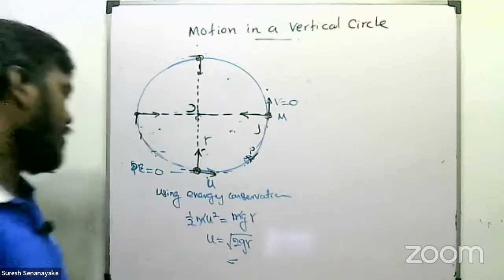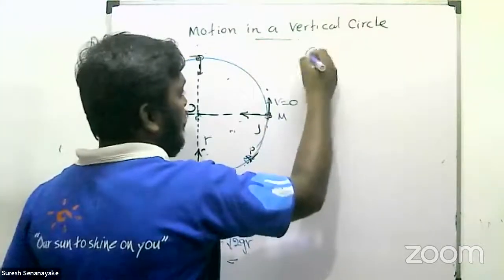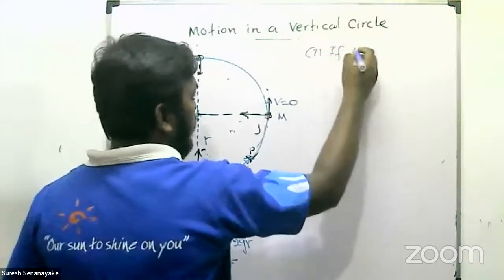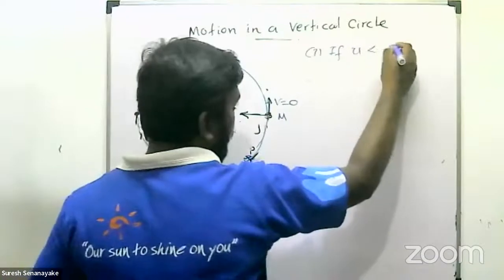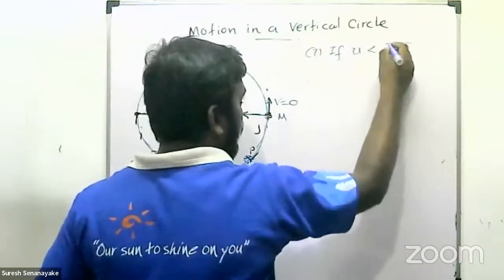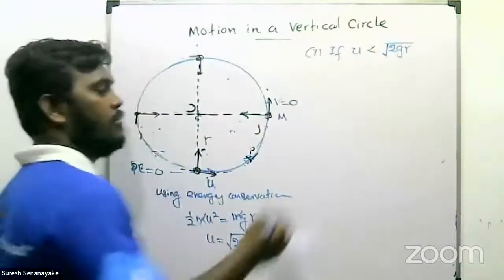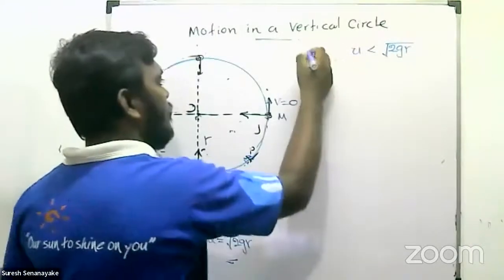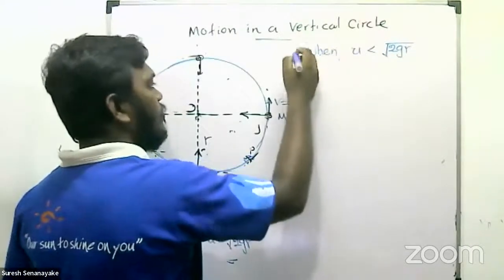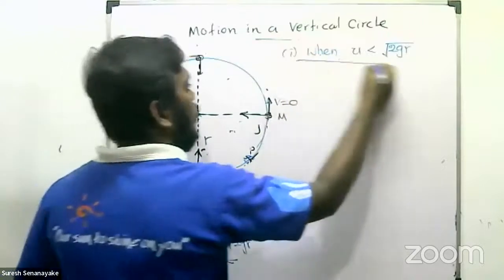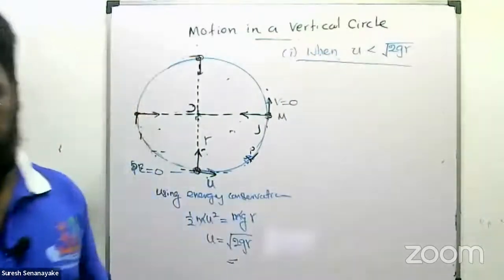Okay, after that, you can write the first thing: if the velocity at the lowest point is less than square root of 2gr, write the case: when u is less than square root of 2gr.